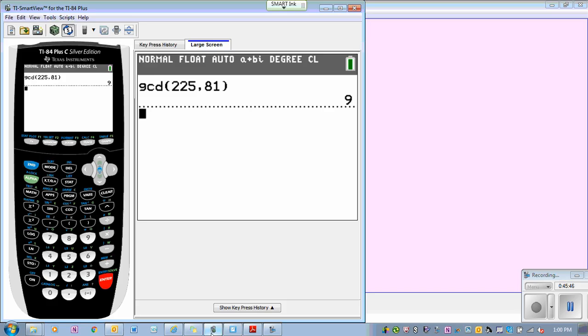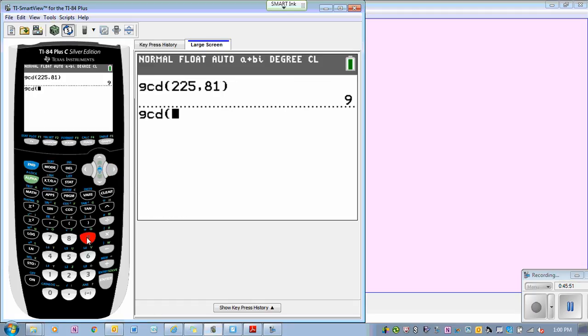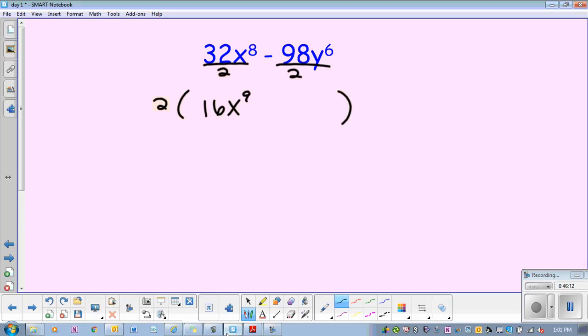All right, so math, number, GCD. What were my two numbers again? 32 and 98. 32, comma, which is above the 7, 98. Remember, you can't put negatives in here, and you can only put two numbers at a time. So then that gives me 2. All right. So that means a 2 can come out of everything. 16 x to the 8th minus, was that 49?